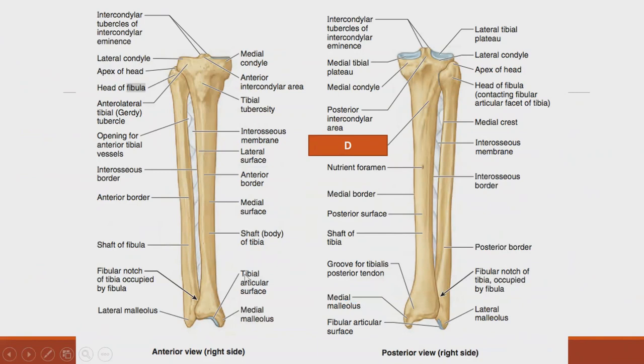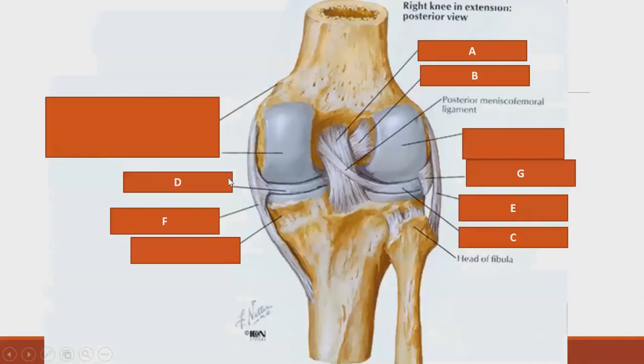What's D? I don't really like this one. But... The tibial spine. Close. Not really. It's the soleal line. You guys are getting too many right. I was like, all right, let's just mess with these guys. It's not important. Don't worry about it.